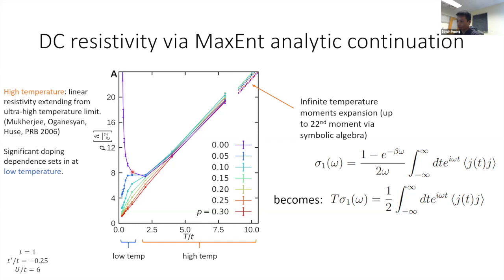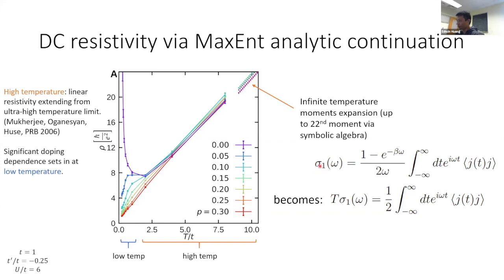In the low temperature regime, you get insulating behavior at half filling, and then when you dope it, you can see quite a bit of temperature dependence, and we'll look at this in more detail in a second. Let me first talk about the high temperature limit, which was already mentioned in the previous talks. For any model with a limited bandwidth and limited energy scales, we expect that you have linear resistivity from the infinite temperature limit. You can see this by looking at formulas like these.